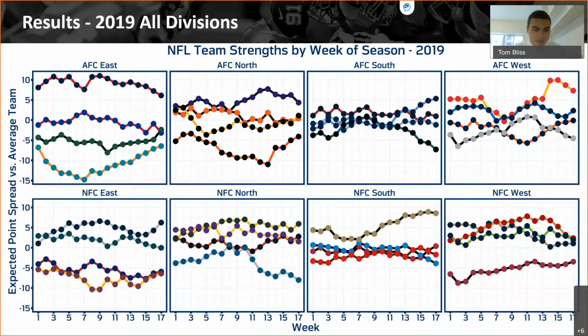Maybe I should have made this more clear on the last slide. The y-axis here is point spread added, the expected point differential against an average team. So the higher you are, the better. The lower you are, the worse. And the x-axis is week. But the Chiefs started out as a very strong team in terms of their team strength, Patrick Mahomes unfortunately gets injured, they go down. He comes back, and then they're a top team again.